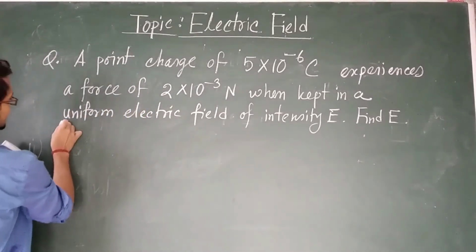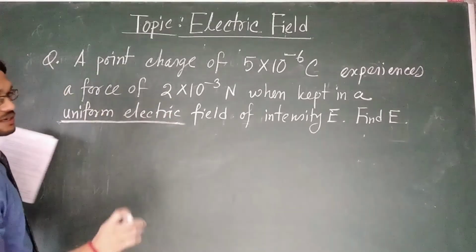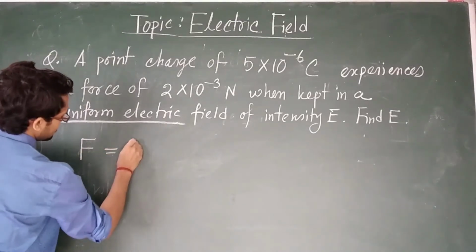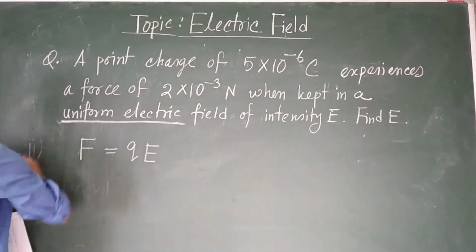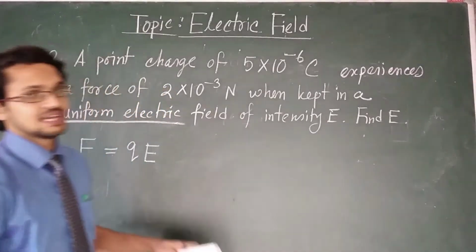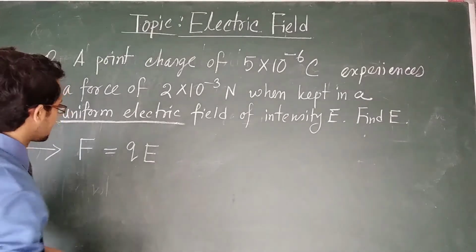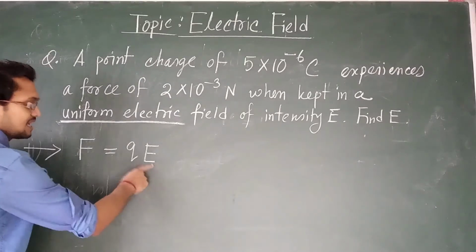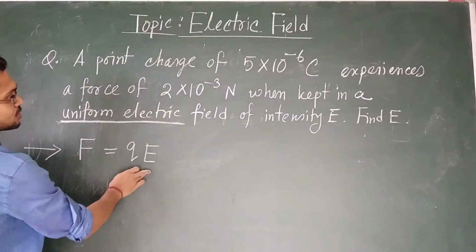Whenever there is a uniform electric field, you will use the simple formula F is equal to Q into E. This formula is applicable whenever the electric field is uniform. If the electric field is not uniform, then we have to use another process. Now F is given, Q is given, we have to find simply E.